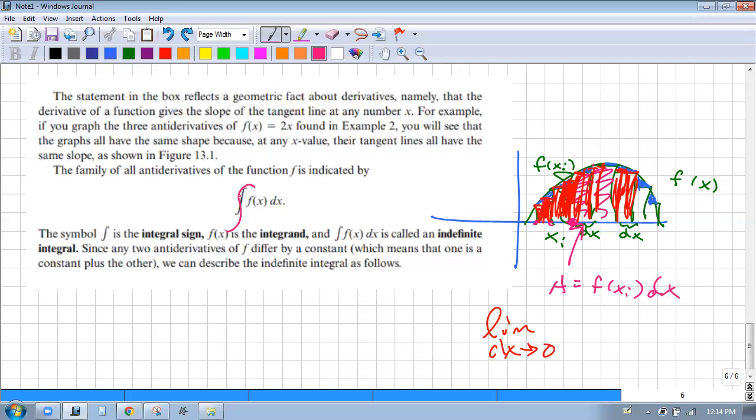That's why it's a sum. It comes from this symbol, which is for sums, right? And that's where the symbol comes from. So all this is height times width, an area.